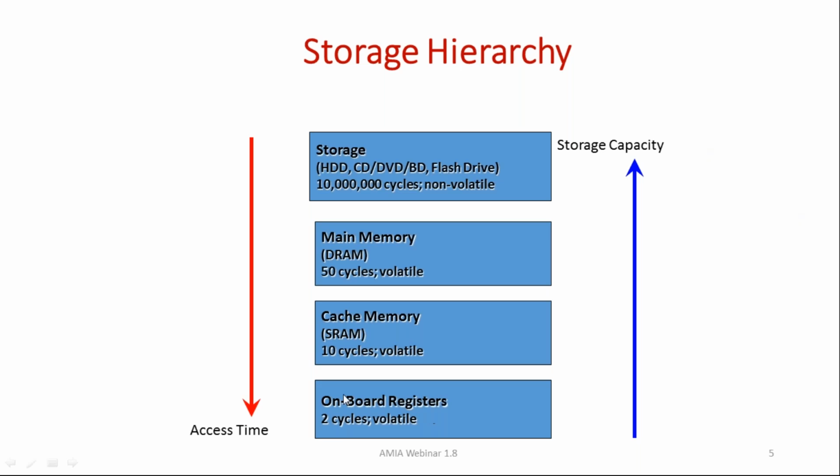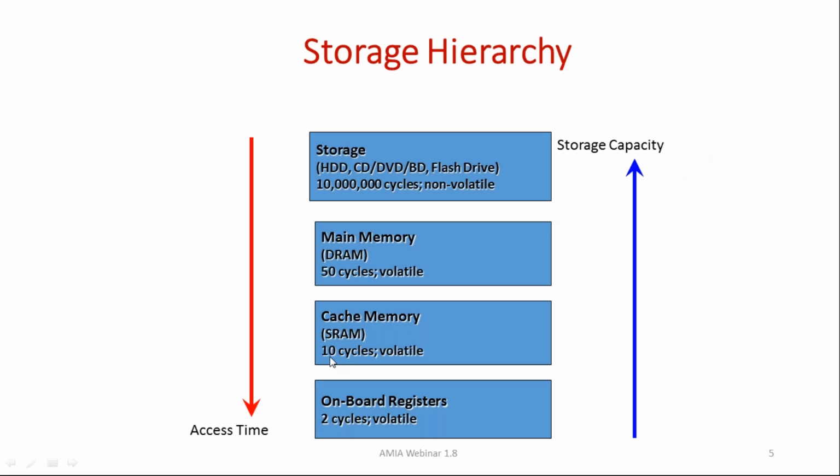Unfortunately, the big disadvantage of onboard registers is that they have an extremely small storage capacity. We see in the blue arrow over here that the storage capacity goes up as we move up this hierarchy, but the access time goes down. That's the opposite of what we want. We would love very fast access time and very large amounts of storage, but such doesn't exist today. Maybe sometime in the future it will. So above the onboard registers, we have what we call cache memory, which is made out of static random access memory. We'll talk more about that in this webinar.